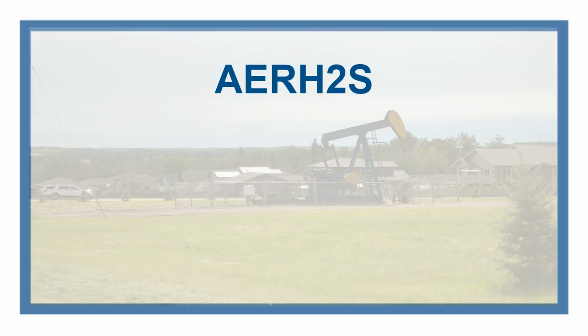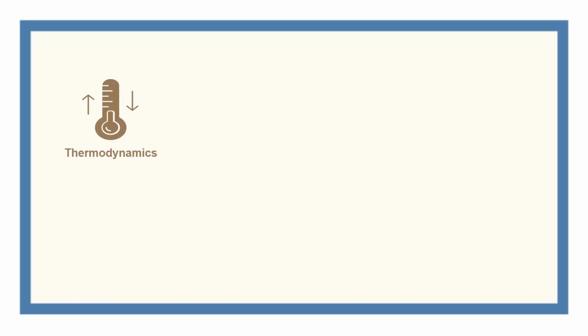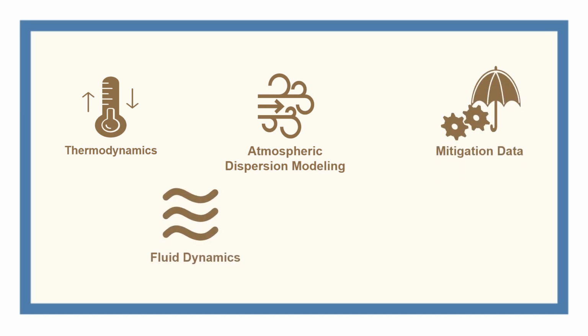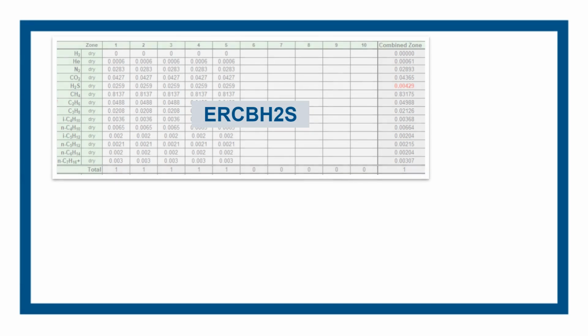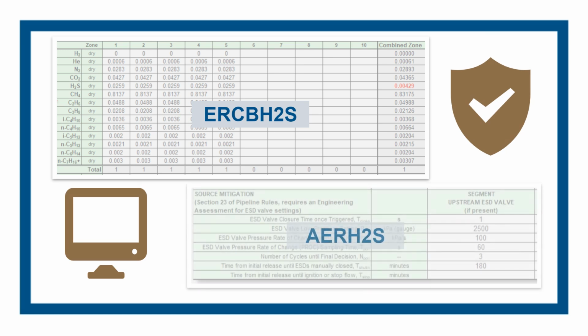AERH2S is a complex scientific model for calculating emergency response and planning zones using thermodynamics, atmospheric dispersion modeling, mitigation data, fluid dynamics, and toxicology. The original model, ERCB-H2S, was released in 2010, and changes were needed for the model to run on modern computer systems, to operate more easily within corporate computing security environments, and to incorporate changes based on improved science.